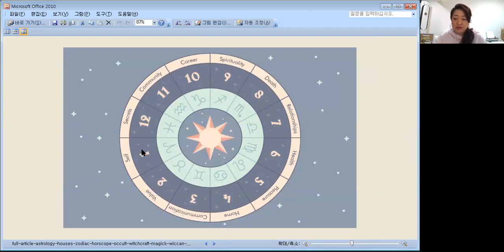Aries has to do with your head. Third house, communication, Gemini. This is your hands, dexterity, your skills, your effort, self-will. Fourth house, this is your home, this is your mother, this is the comforts and conveniences, your private life.